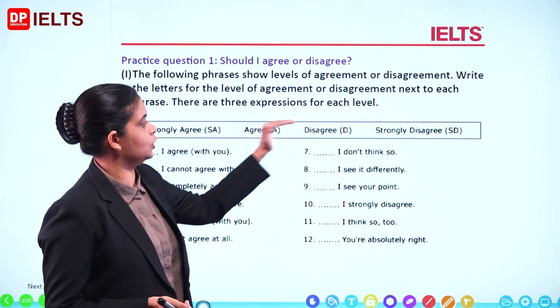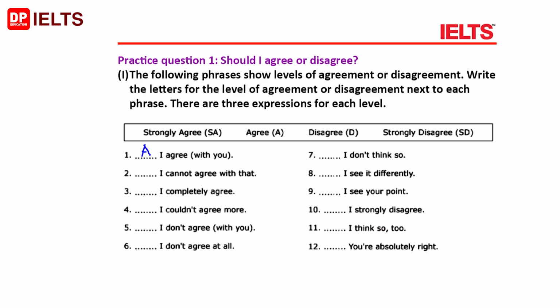So I agree with you, A, right? I cannot agree with that. So let's take strongly disagree. I completely agree. I couldn't agree more. Yeah, I think I couldn't agree more is strongly agreeing. I don't agree with you, strongly disagree. I don't agree at all.